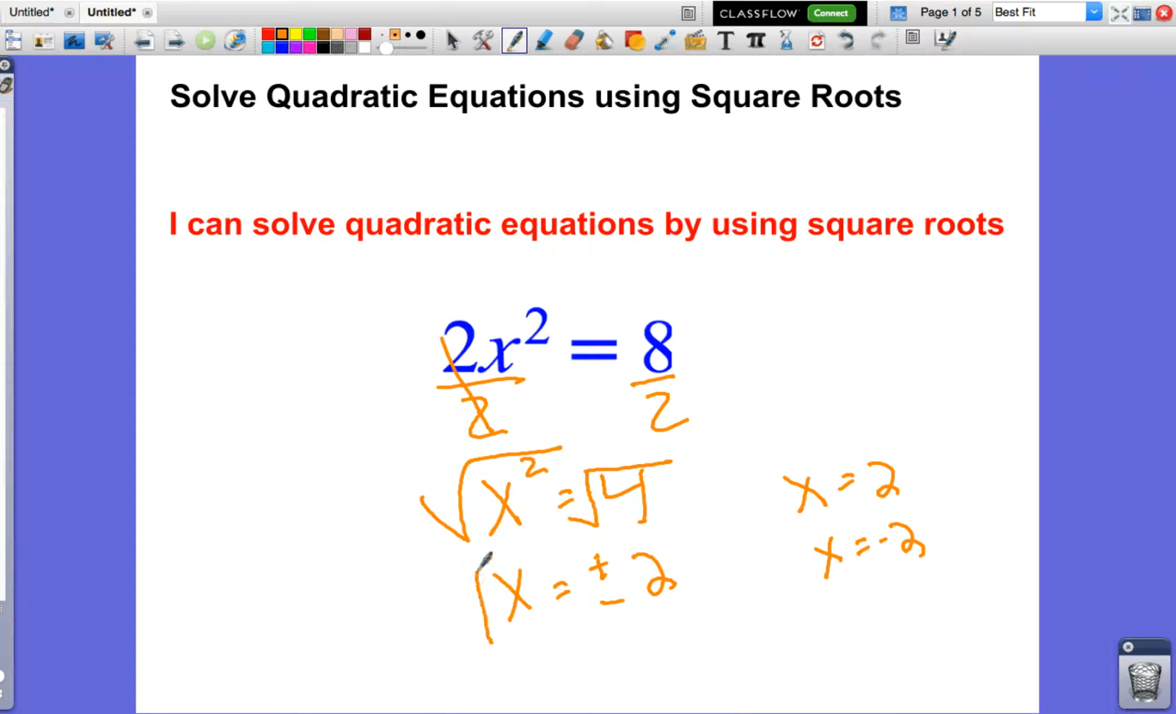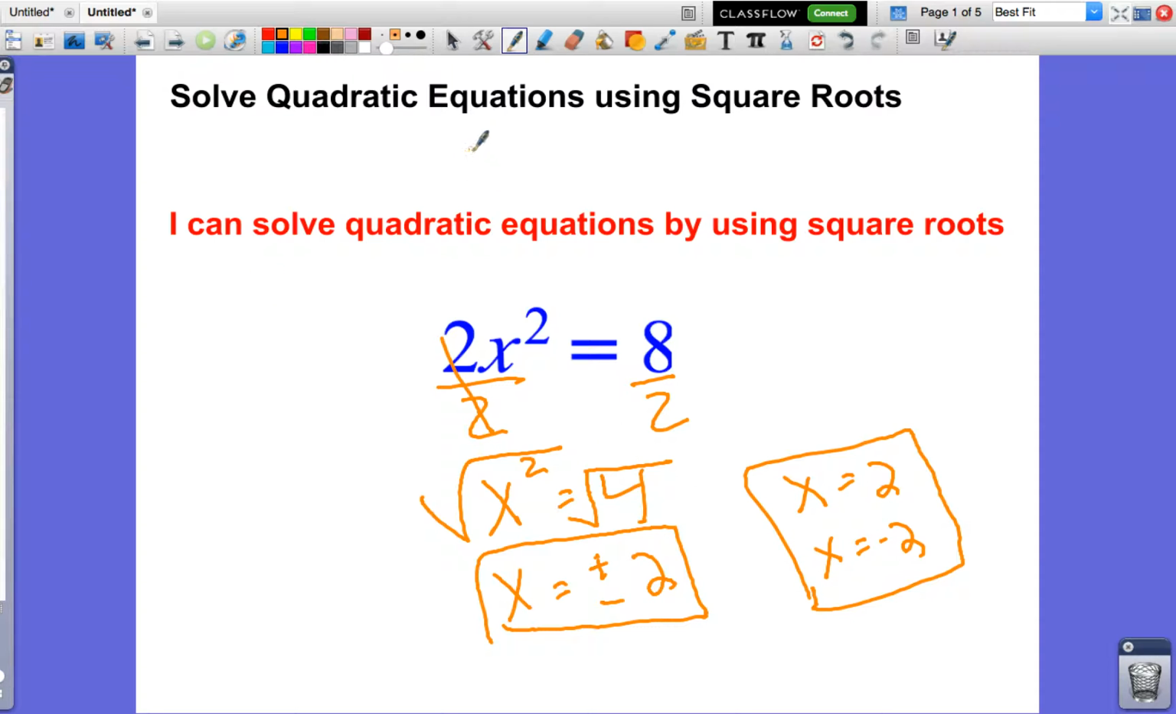And if you just wrote x equals plus or minus 2, this would work as well. Either one of these formats would work as an answer. The reason it's positive or negative is that negative 2 times negative 2 is positive 4, and positive 2 times positive 2 is positive 4. So if I take the square root of a positive number, I'm always going to have 2 solutions.